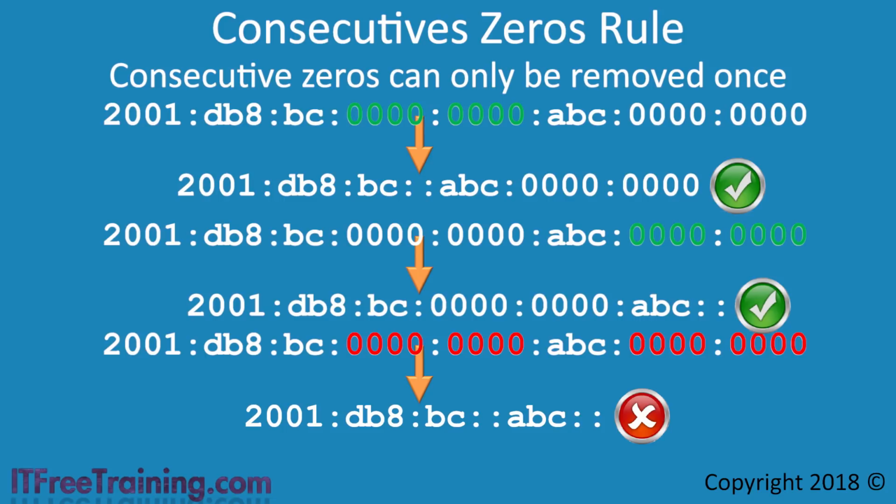This is because it is not possible to expand it and get only one result. Looking at this third incorrect example, we could get one set of zeros in the middle and three at the end, or three sets of zeros and one at the end, leaving us with multiple possible solutions. This is why the replacement of consecutive zeros can only happen once.